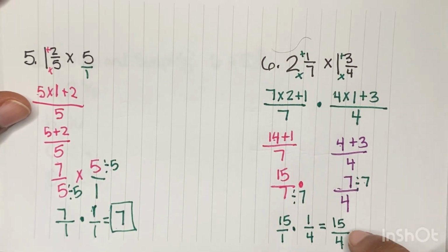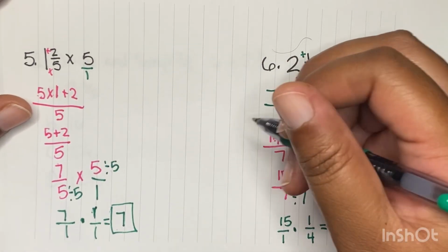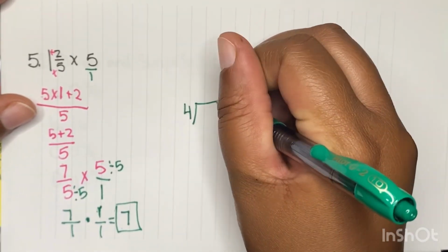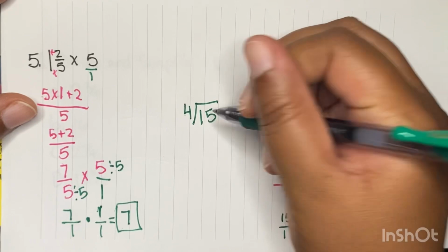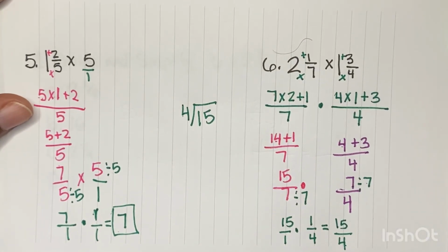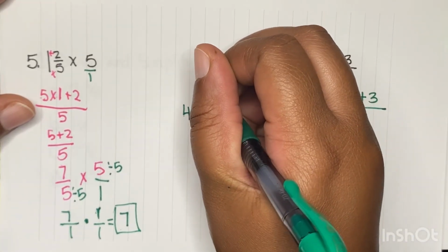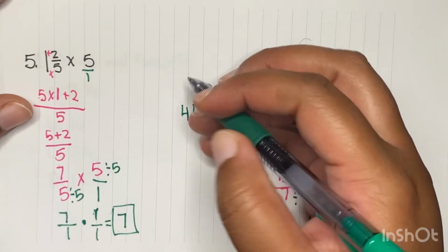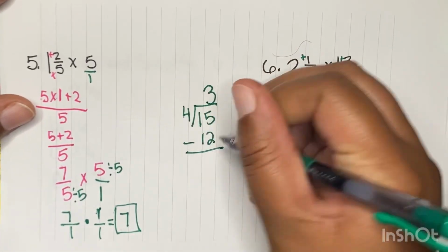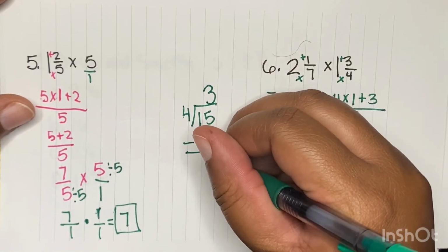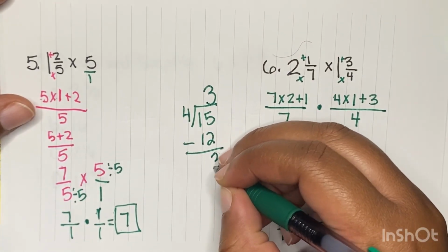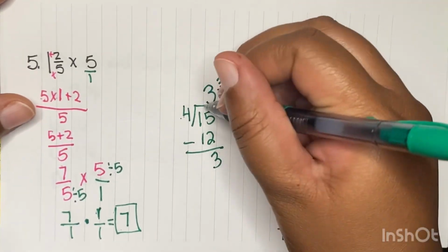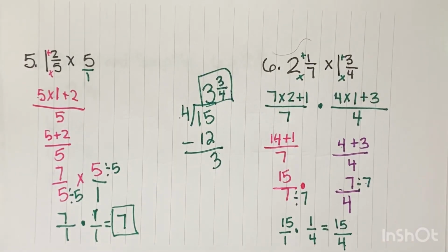So we're going to change it to a mixed number. So I'm going to write it over here, okay? So I'm going to do 4 into 15. So how many 4s can we fit into 15? If you said 3, you're 100% right on. So 3 times 4 gets us 12. And then 15 minus 12 gets us a 3. We have a remainder of 3, so we're going to write that as 3 over 4. And that's what we get.